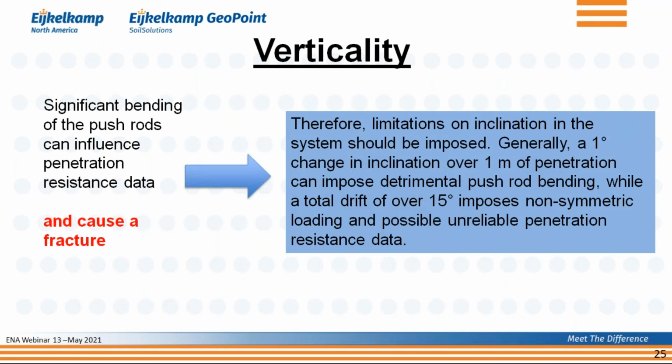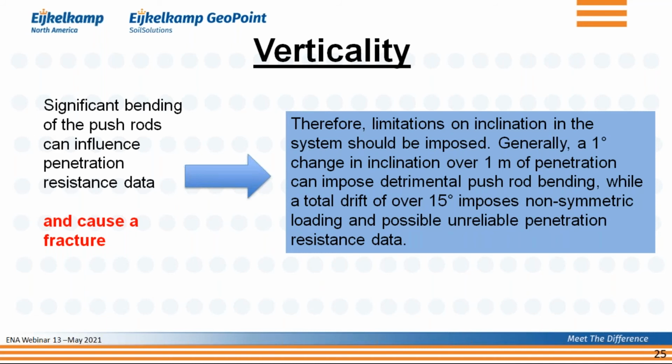Well, limitations on inclination in the system should be imposed. Makes sense. And it gives some recommendations that you should have no more than 1 degree change in inclination over 1 meter of penetration. And the total drift should be limited to no more than 15 degrees. If you do that, you have a very good chance that everything will be fine. At least you have no unreliable resistance data based on this huge deflection.